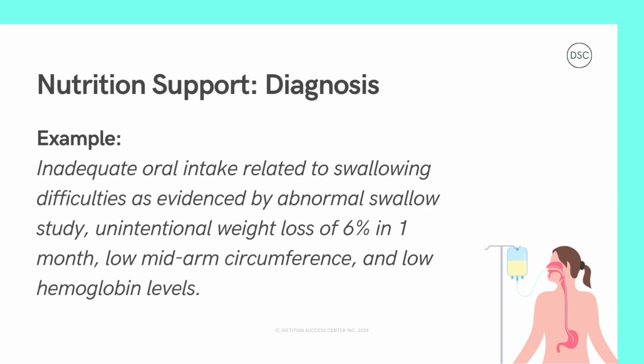Our example PES statement here is inadequate oral intake related to swallowing difficulties, as evidenced by abnormal swallow study, unintentional weight loss of 6% in 1 month, low mid-arm circumference, and low hemoglobin levels.